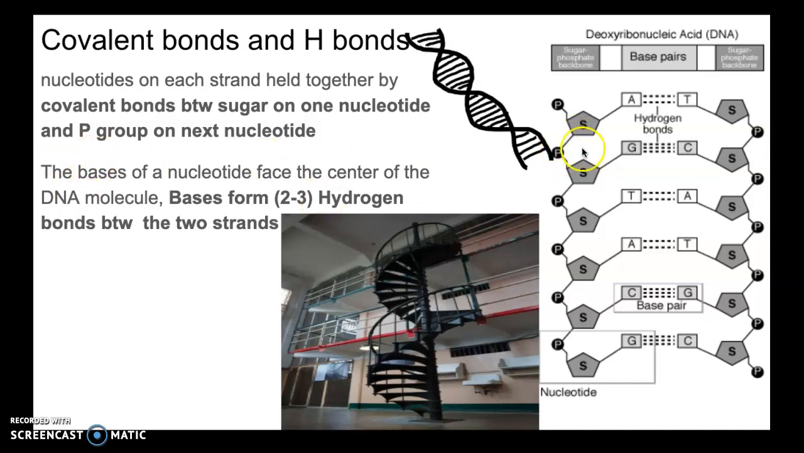Now the bases, these base pairs in the middle, are in the center. They face each other, right? Because this is one strand and this is another strand. Now the bases of a nucleotide face the center of the DNA molecule, and the bases can form somewhere between 2 or 3 hydrogen bonds between the 2 strands. What do you think these dotted lines are? These are hydrogen bonds. Now, this is not a hydrogen bond. This is a covalent bond, solid line. So what did that tell you about the hydrogen bonds? They're easily broken, easily formed.